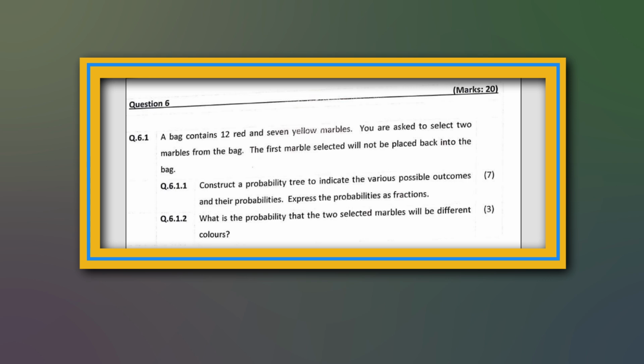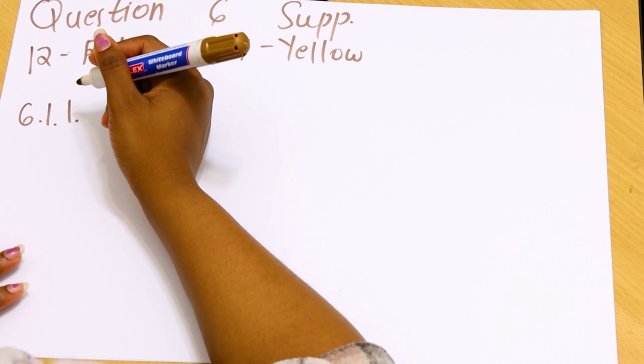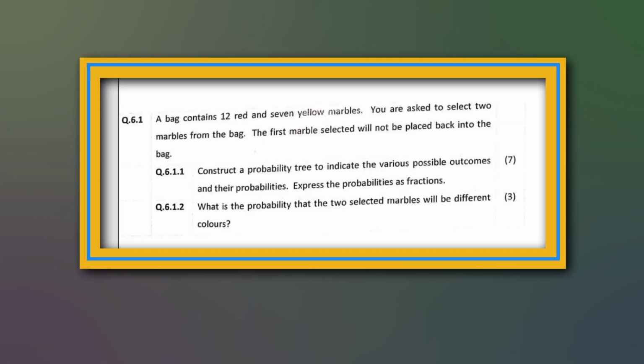So question 6.1 says, a bag contains 12 red and 7 yellow marbles. So you have 12 red and then 7 yellow marbles. You are asked to select 2 marbles from the bag. The first marble selected will not be placed back into the bag. Then 6.1.1, construct a probability tree to indicate the various possible outcomes and their probabilities. Express the probabilities as fractions.